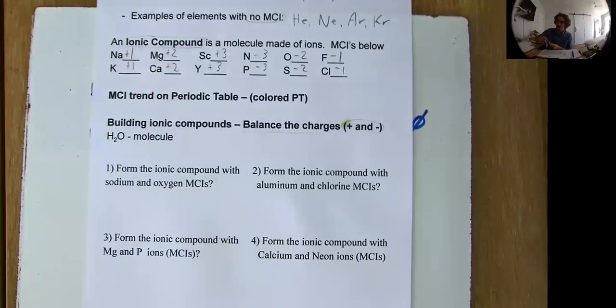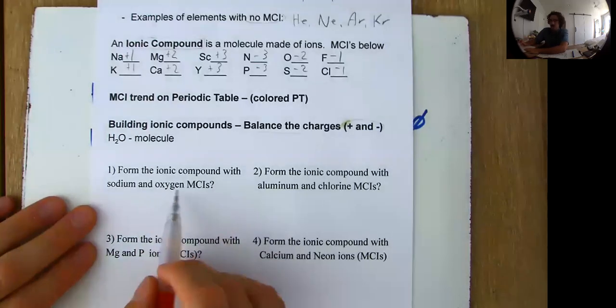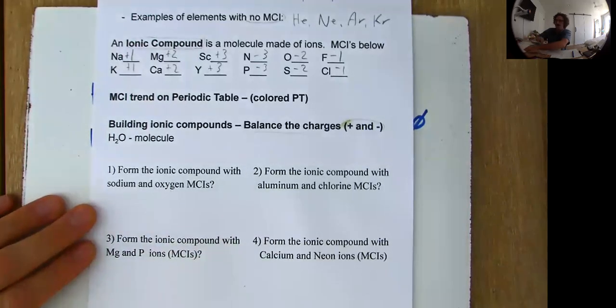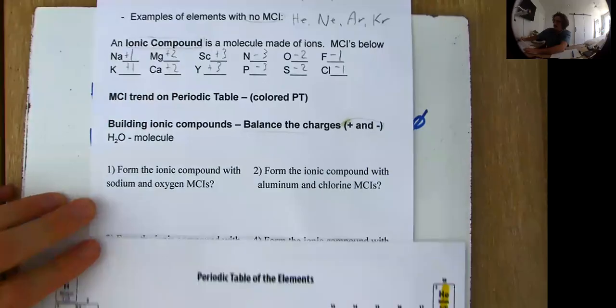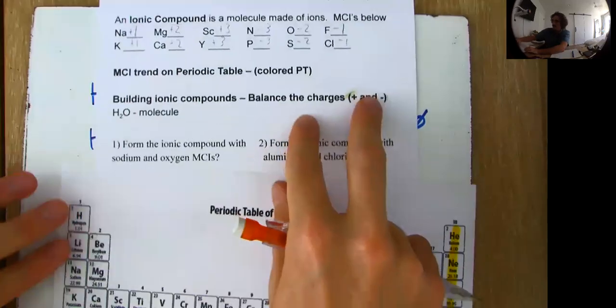Okay, so problem number 1 says to form the ionic compound with sodium and oxygen. Once again, you need the periodic table. So find sodium.